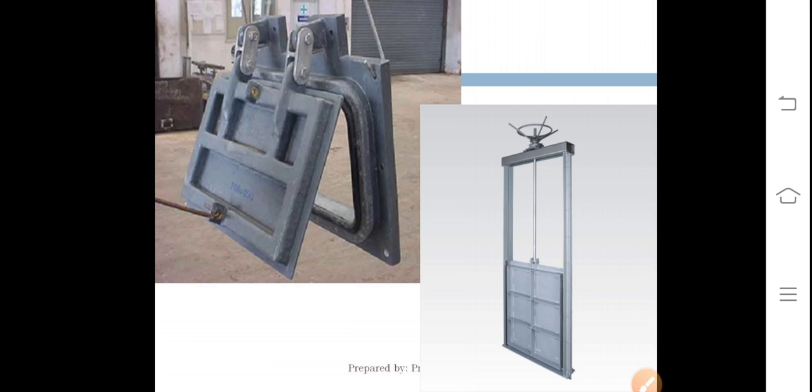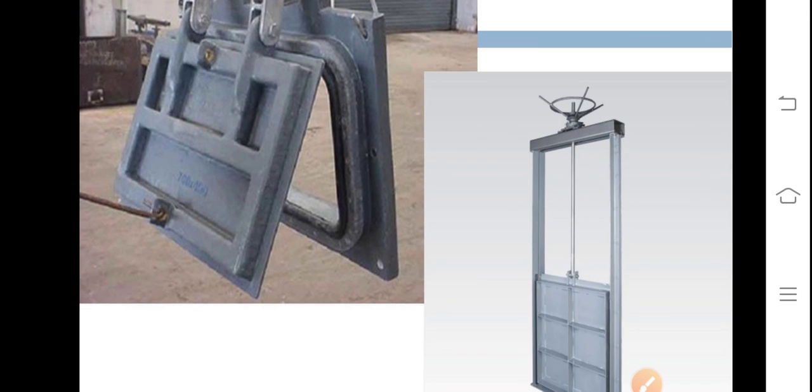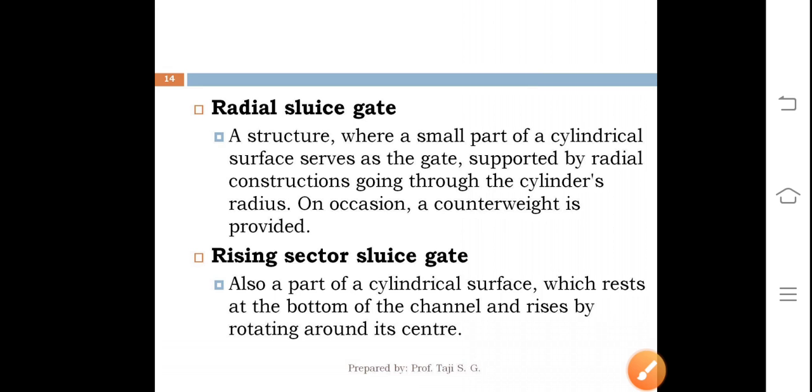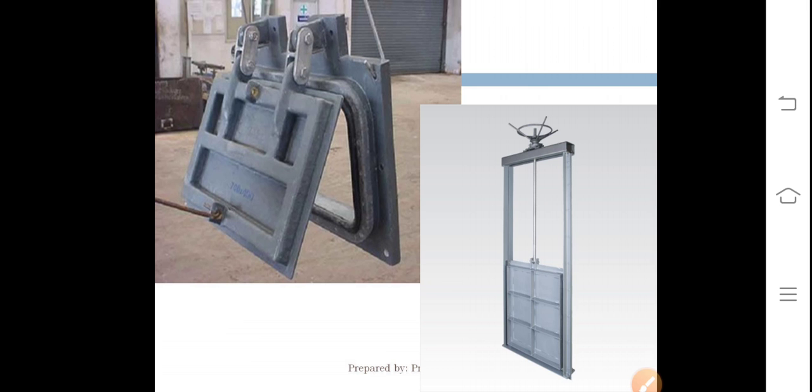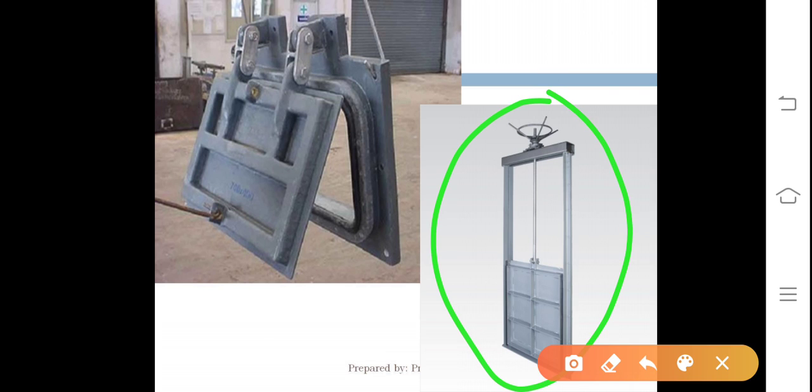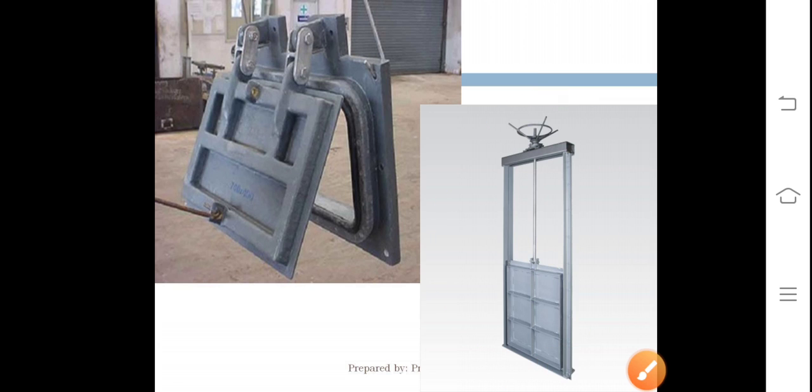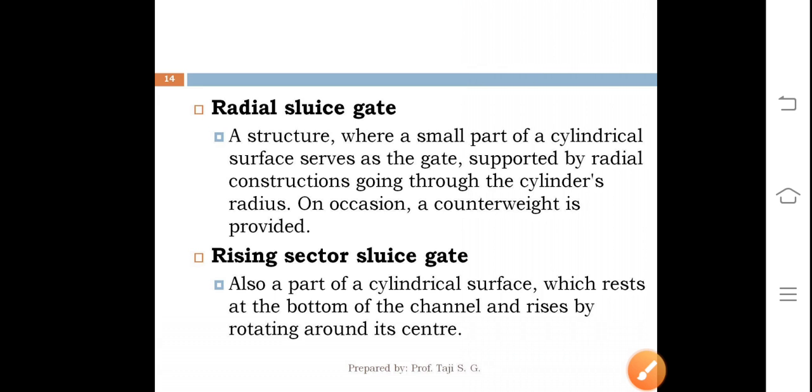Next, these are all different mechanisms through which the water is controlled. Radial sluice gate. These are all the gates which are required to be provided while controlling the volume of water to be let off from the reservoir to the penstock during power generation. Are you understanding me?